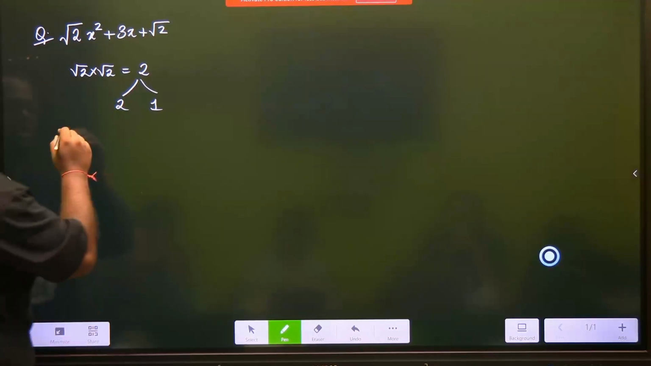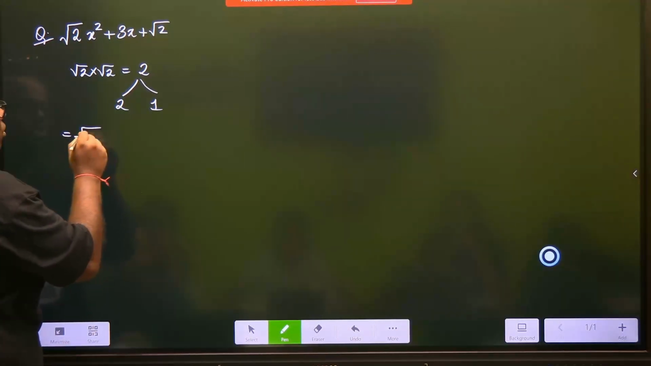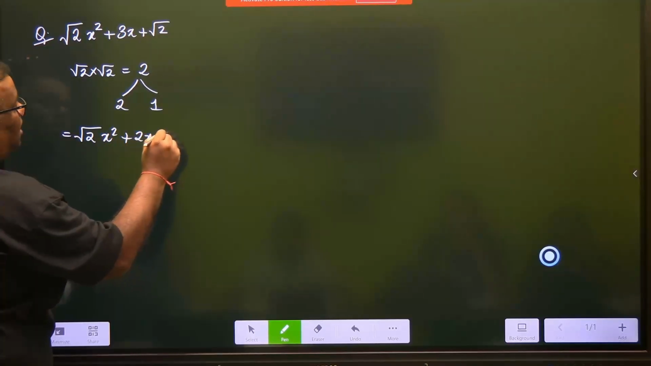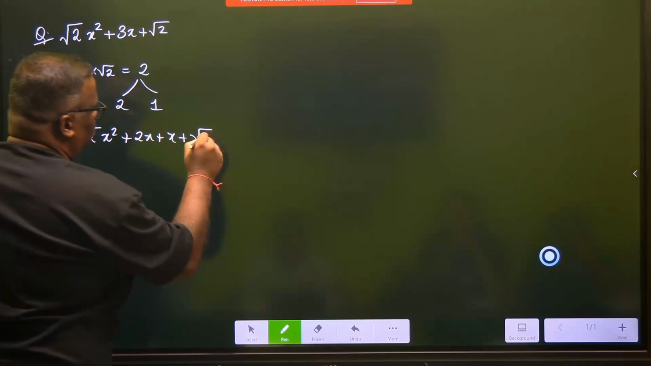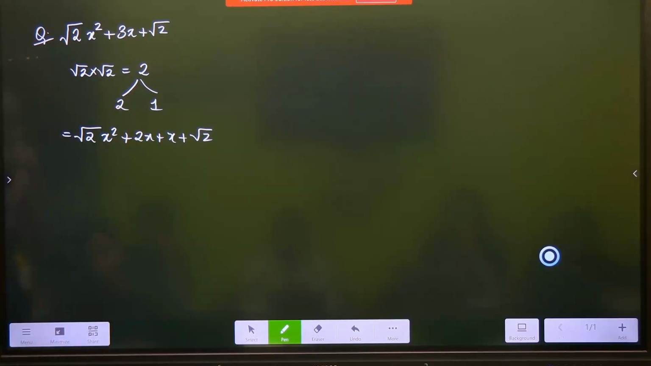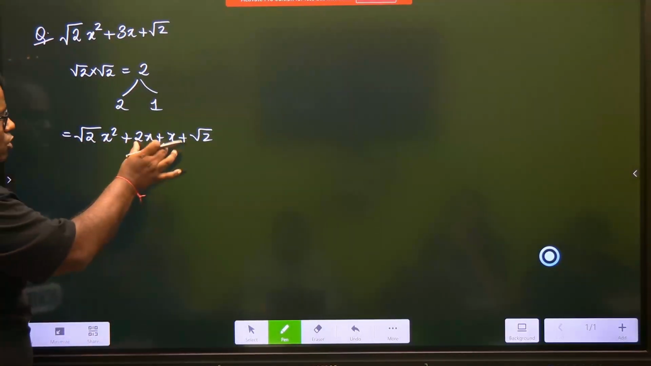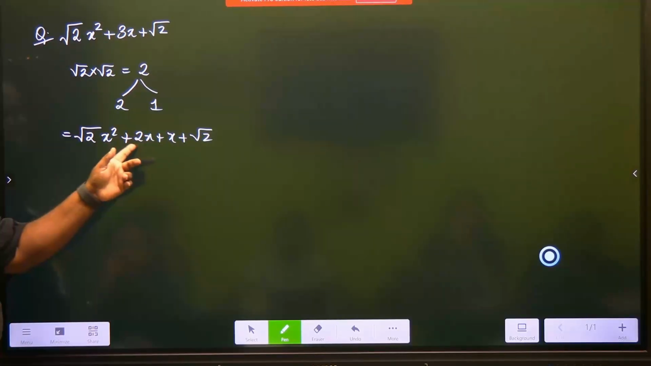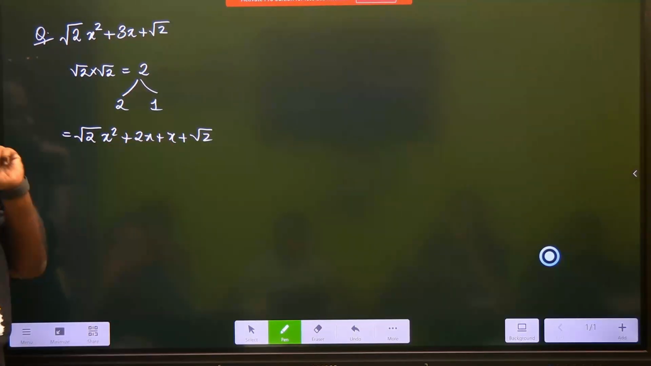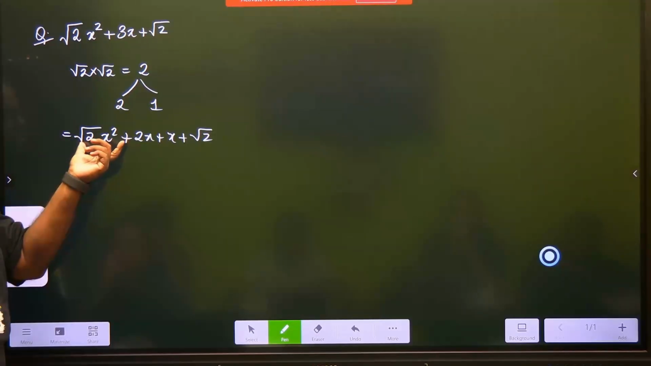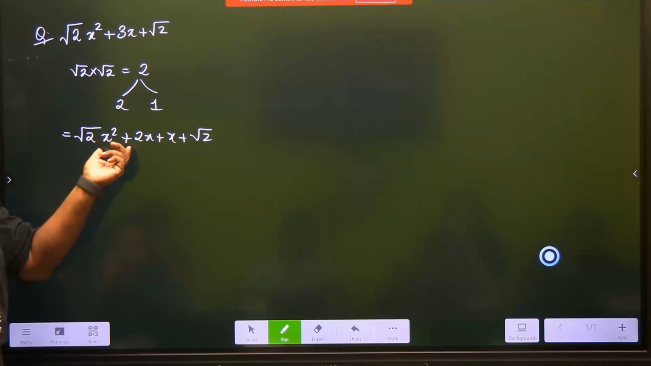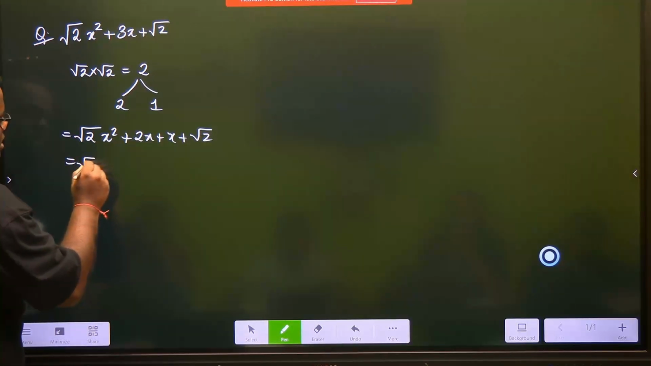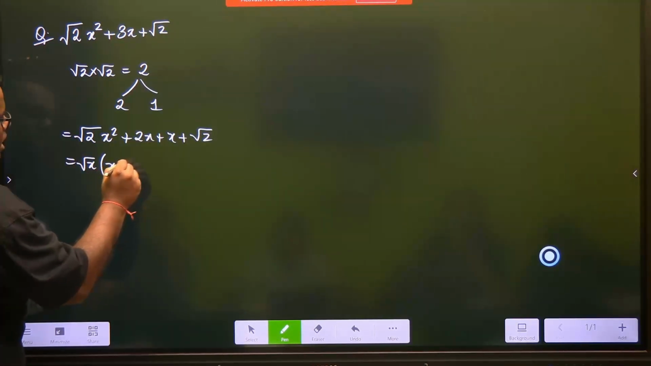Now let's see the magic. So my next step would be root 2 x square, and I write 2x plus x plus root 2. Is this understood? All right. Sometimes you have to be careful in this swapping. See, I could have put an x here and a 2x here. Heavens would not have fallen. But since factor finding becomes easy if you keep the multiple out here, I take root 2x as common. I am left with this x and I am left with the root 2.